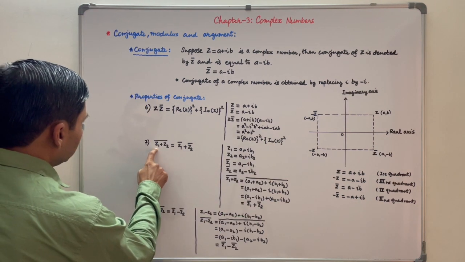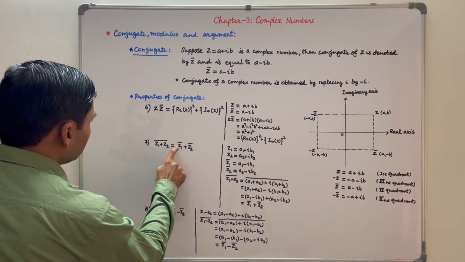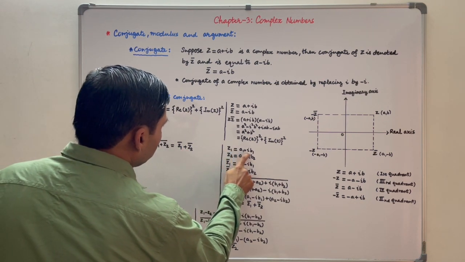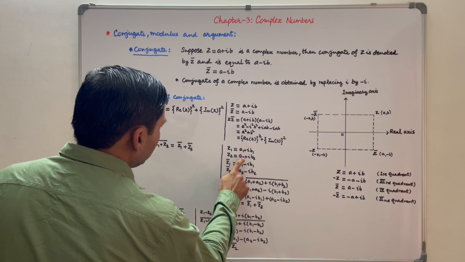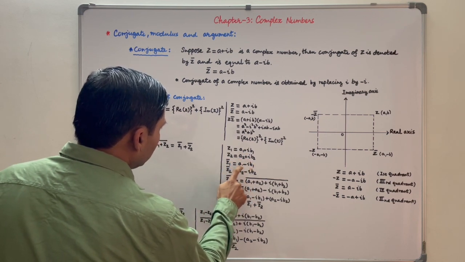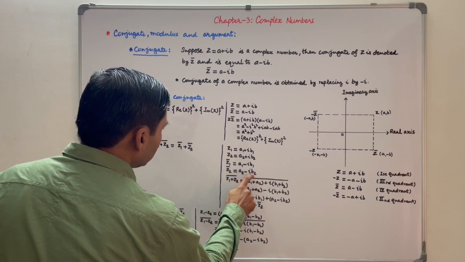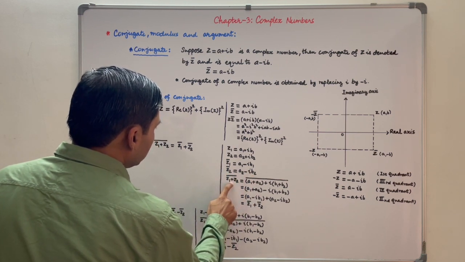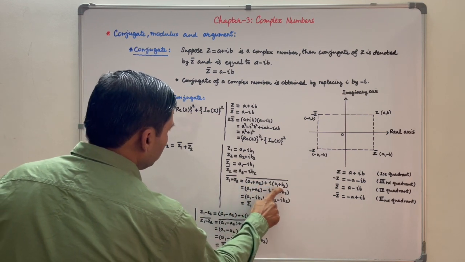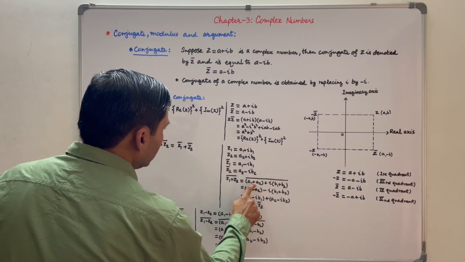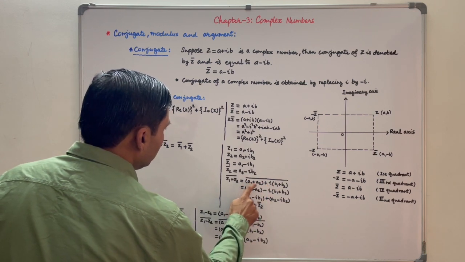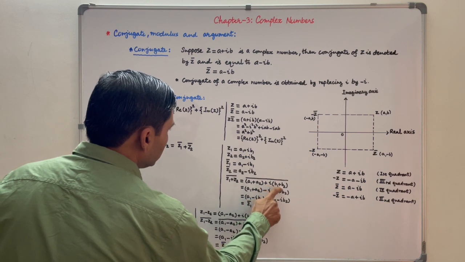Seventh property, z1 plus z2 whole bar is equal to z1 bar plus z2 bar. Suppose z1 is equal to a1 plus ib1 and z2 is equal to a2 plus ib2. So z1 bar is equal to a1 minus ib1 and z2 bar is equal to a2 minus ib2. z1 plus z2 whole bar is equal to a1 plus ib1 plus a2 plus ib2 whole bar. We can rearrange the terms to write it in standard form. So it will become a1 plus a2 plus i into b1 plus b2.